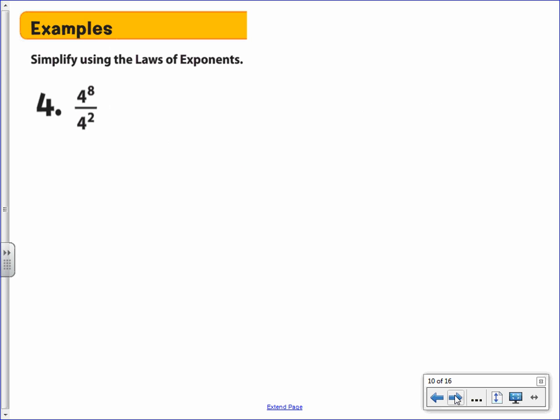Simplify using the laws of exponents. I have 4 to the 8th, which is a power, and 4 squared, which is a power, and I'm dividing them. I'm dividing powers with the same base. Keep the base, 4. Subtract the exponents, 8 minus 2. Again, some teachers like you to do that. It depends what your teacher asks you to do. That would be 4 to the 6th power.